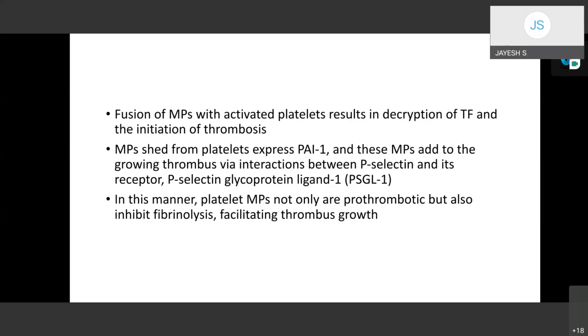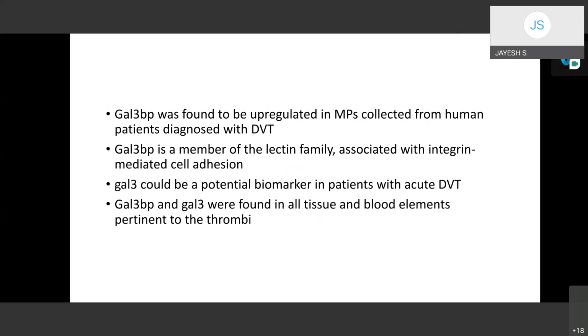Microparticles will increase the interaction between P-selectin and its receptor, P-selectin glycoprotein ligand 1. In this manner, platelet microparticles are not only prothrombotic, they also inhibit fibrinolysis. Then one molecule which is upregulated in microparticles is galectin-3 binding protein. It is a member of the lectin family, and galectin-3 could be a potential marker in patients with acute deep vein thrombosis.